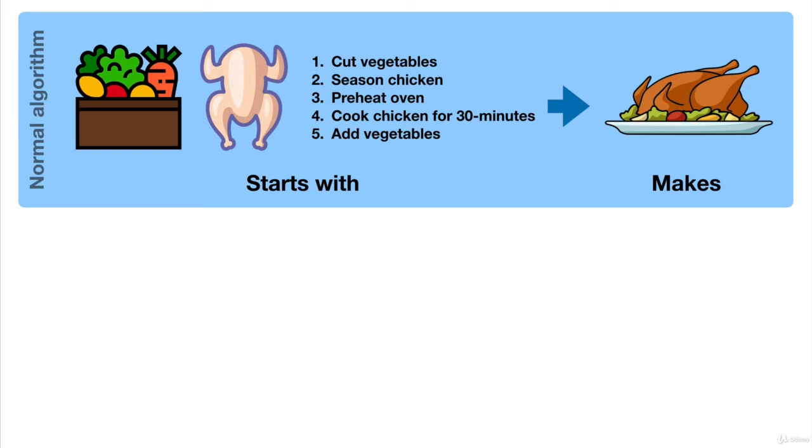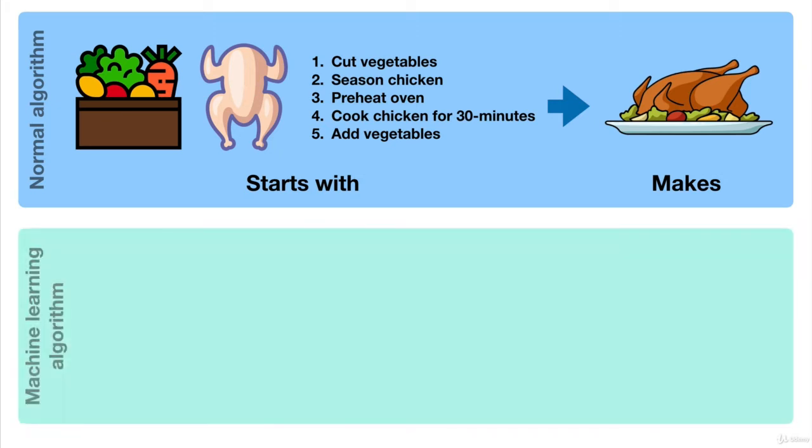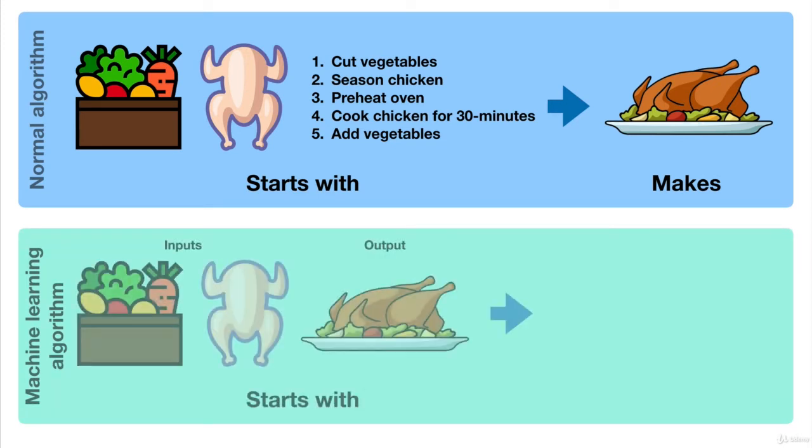What's important to note here is you started with an input, your set of ingredients, and a set of instructions on what to do to get to your favorite dish. What happens with a machine learning algorithm is instead of starting with an input and a set of instructions, you start with an input and an ideal output. In our case, the ingredients is the input and the output is our favorite chicken dish.